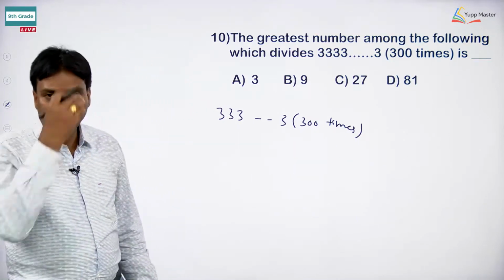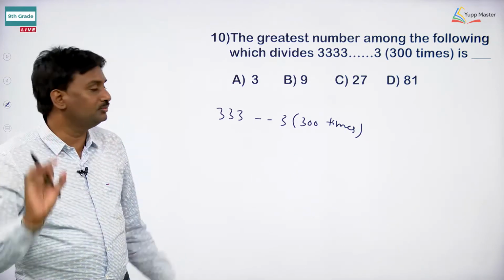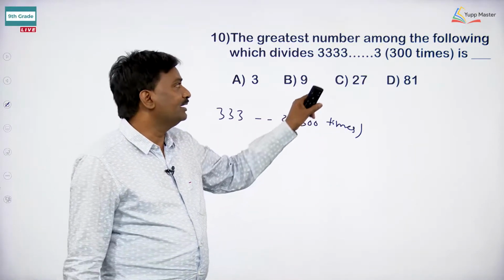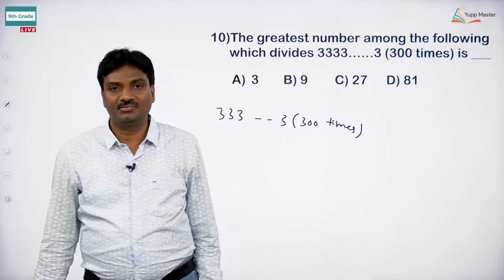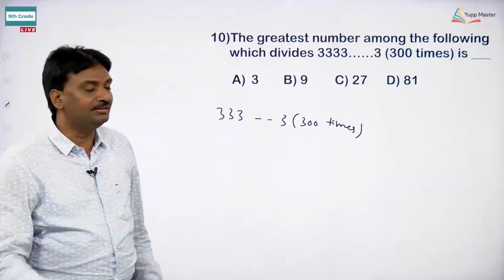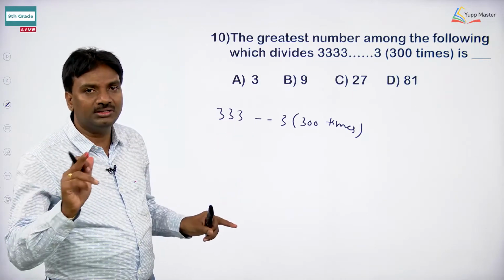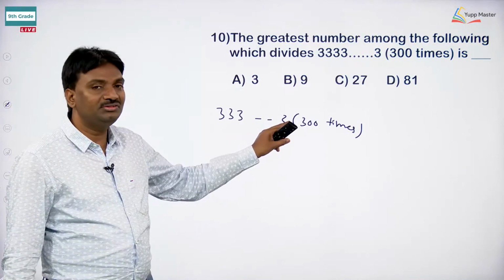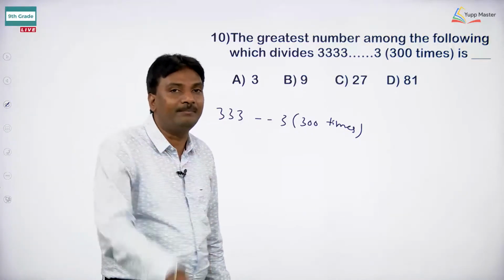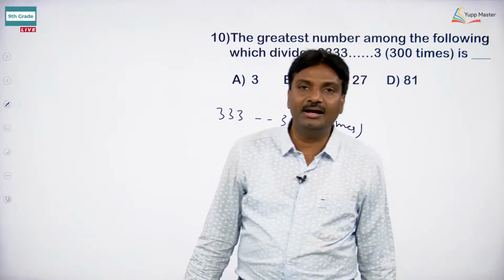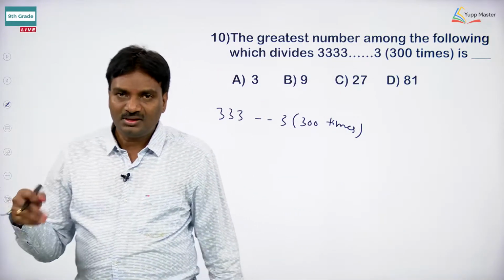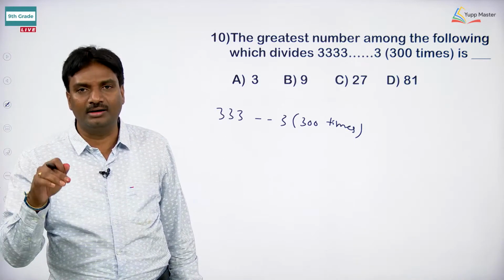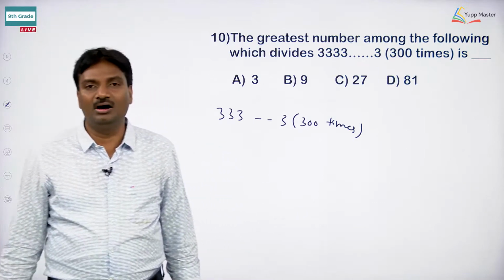This is not 3 into 3 into 3 into so on. 3, 3, 3, 3 and so on means this number contains 300 digits. The meaning of this is not 3 into 3 into 3, so don't think like that. The meaning of this is a 300 digit number. So we know when the sum of all digits of the given number is divisible by 3 or 9, that number is divisible by 3 or 9.